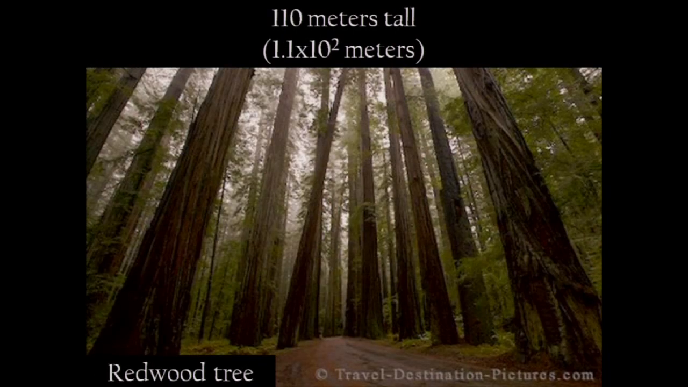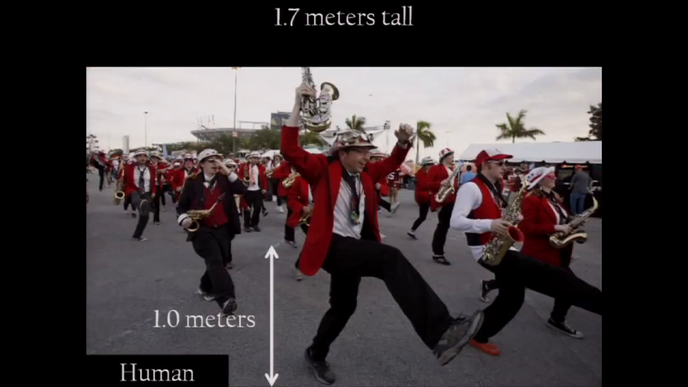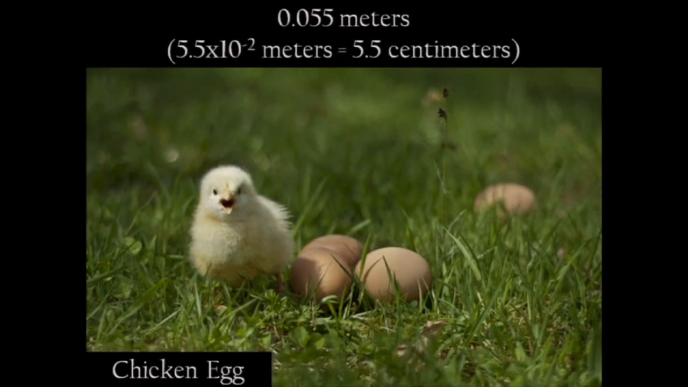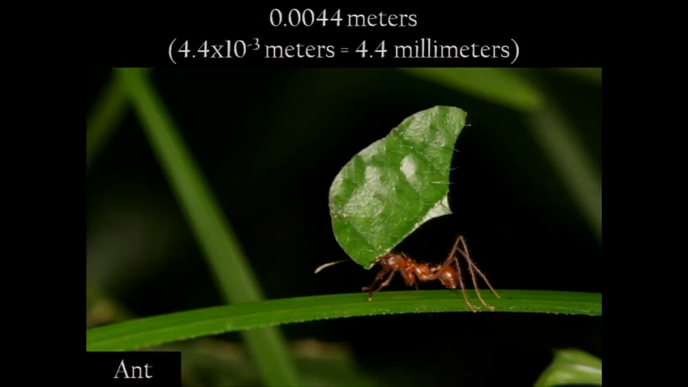Going down to even smaller scales, here we have lots of local redwood forests. The typical height of a redwood tree is about 100 meters tall, so extremely tall. The height of the typical Stanford band member is about 1.7 meters tall. Like I said, for reference, about the size of my hip is 1 meter tall. And then zooming in even more, the average size of a chicken egg is about 5 centimeters. So notice now we're going to less than a meter. Here we're at approximately 1/100th of a meter.